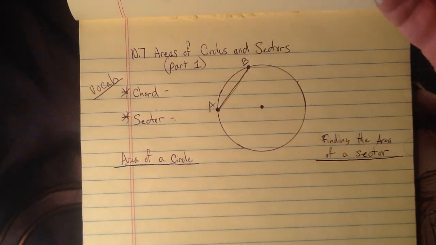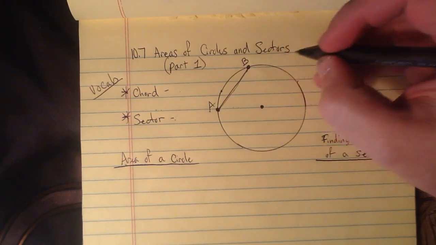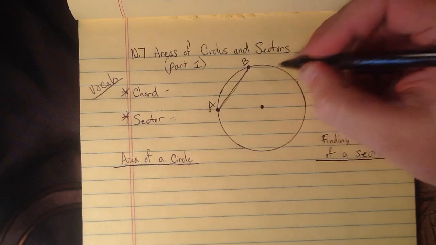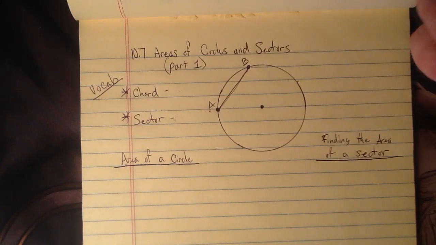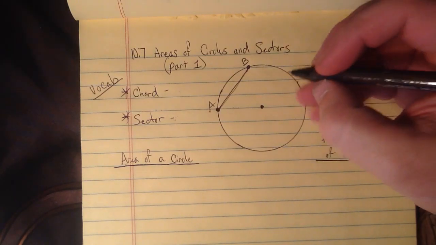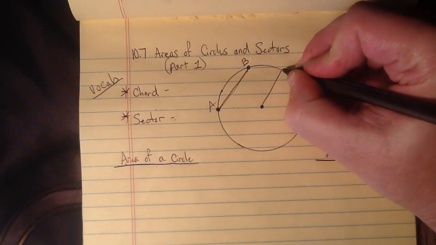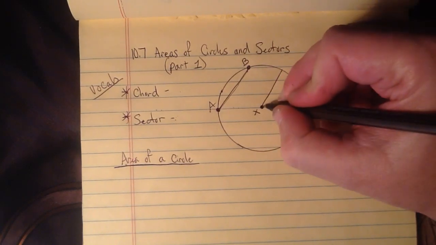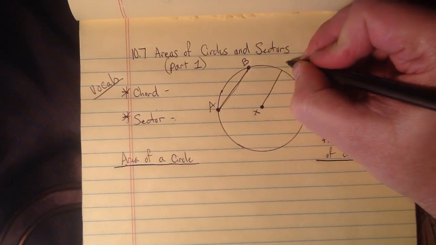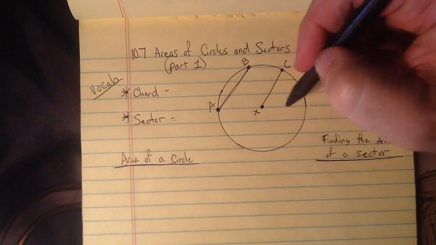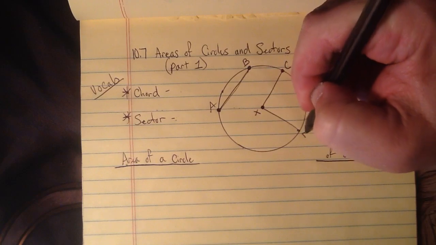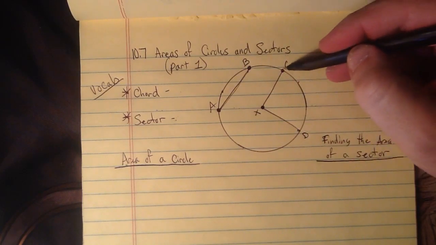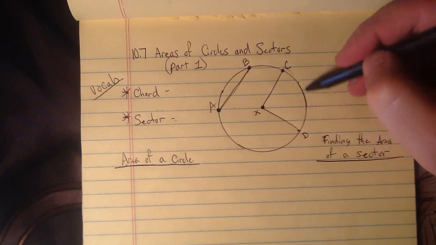So what exactly is a sector? Well, a sector is the part of the circle, for lack of a better word, encased inside of two radii forming the central angle. Let me draw an example. If I take a radius here, and we'll call this point X, from X to C there's a radius. Then I draw another one out here, and we'll call this point D. Here we have the arc CD, which is a minor arc, by the way, so it's less than half.